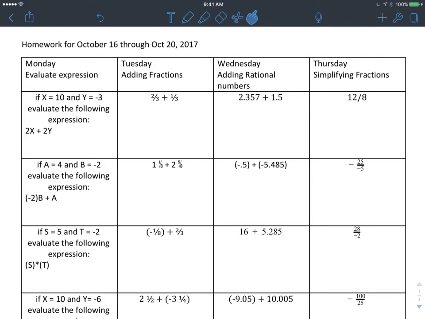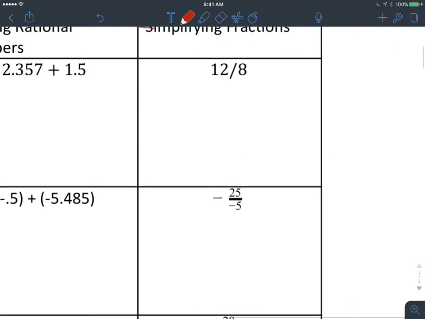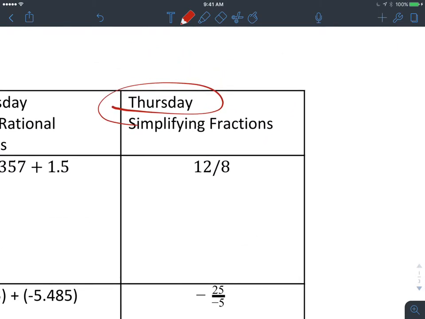Today is Wednesday, but we are going to be going over Thursday's column. So your homework for October 18th is the Thursday column, the fourth column. And in this column, we're going to be simplifying fractions.